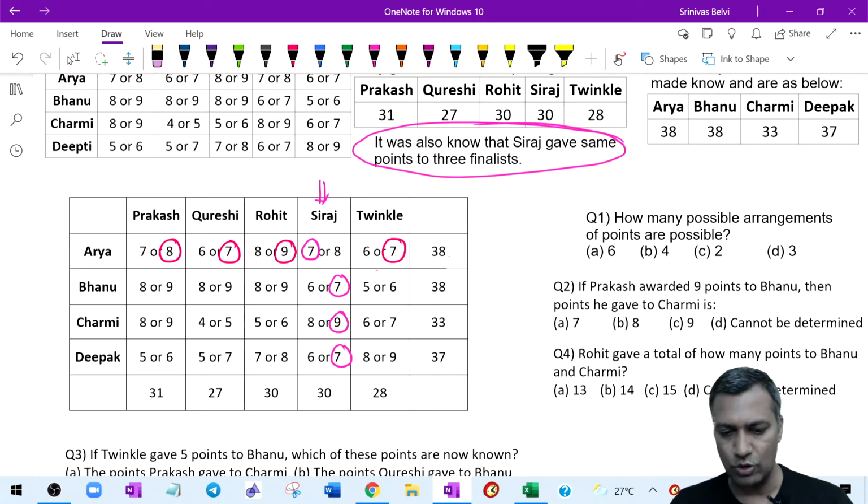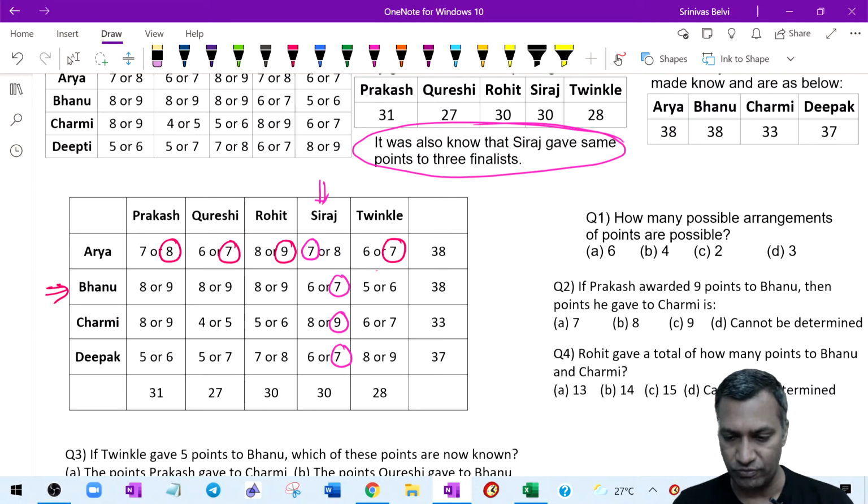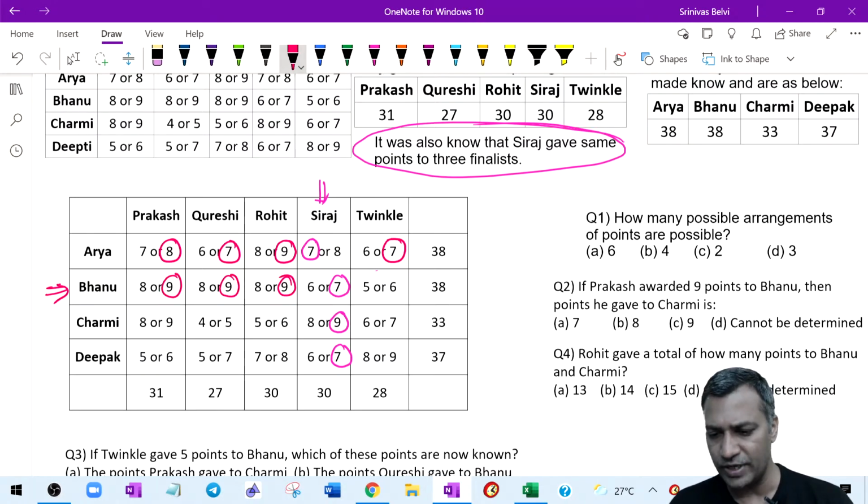Fair enough. Now let me go to Banu. Let us try to check this. Banu also got 38. 38 also looks a little bit of a larger number. Let's check. Is it possible to freeze it? 9 plus 9 plus 9, 27. 27 plus 7, which becomes 34. 34 plus 6, which becomes 40. Oh, it's a mess.